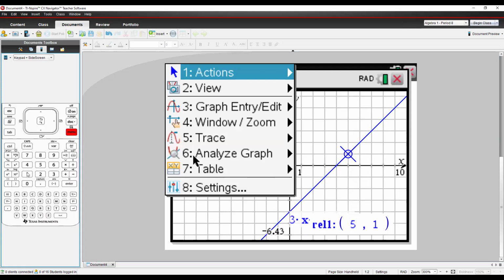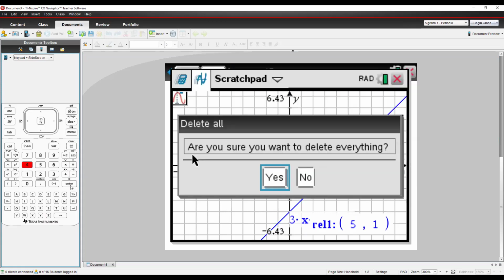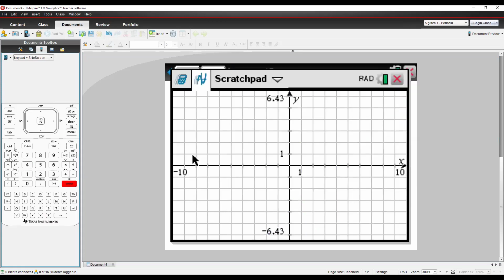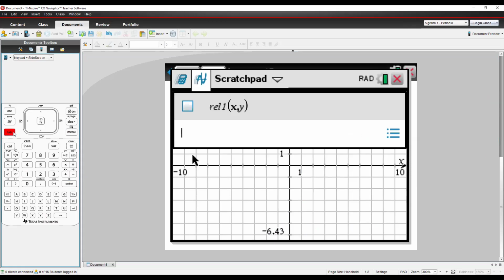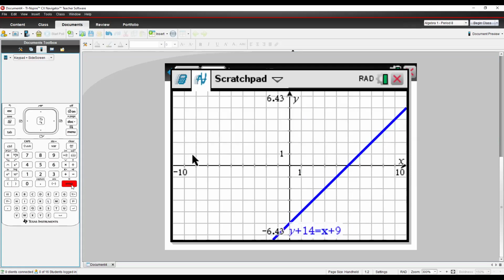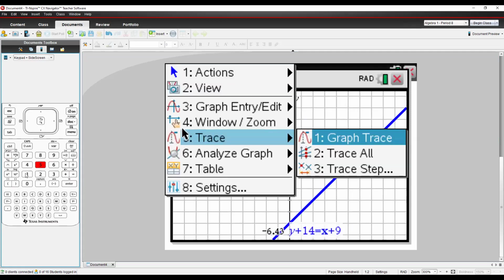So let me get rid of this. Menu 14, get rid of this. Yes. And now I'm going to type in the next equation they gave us. It's going to be y plus 14 equals parentheses x plus 9. Press enter. Now there's a line, so I'm going to do menu 51.